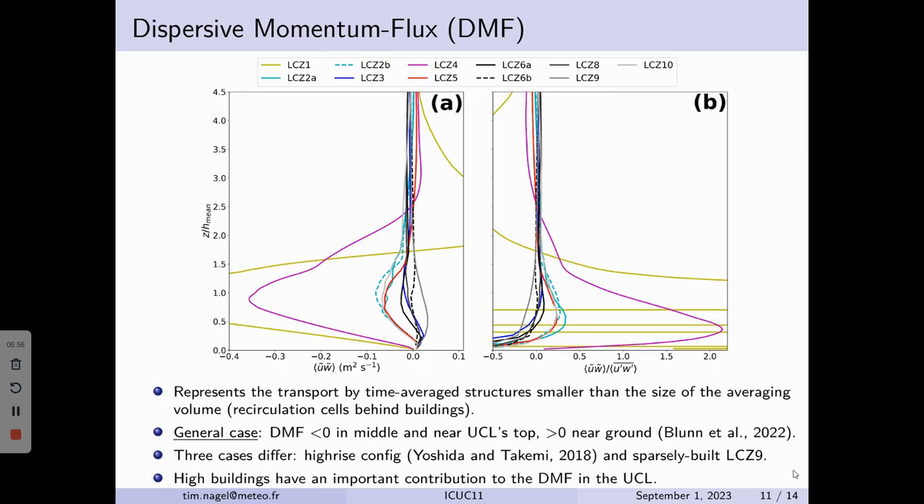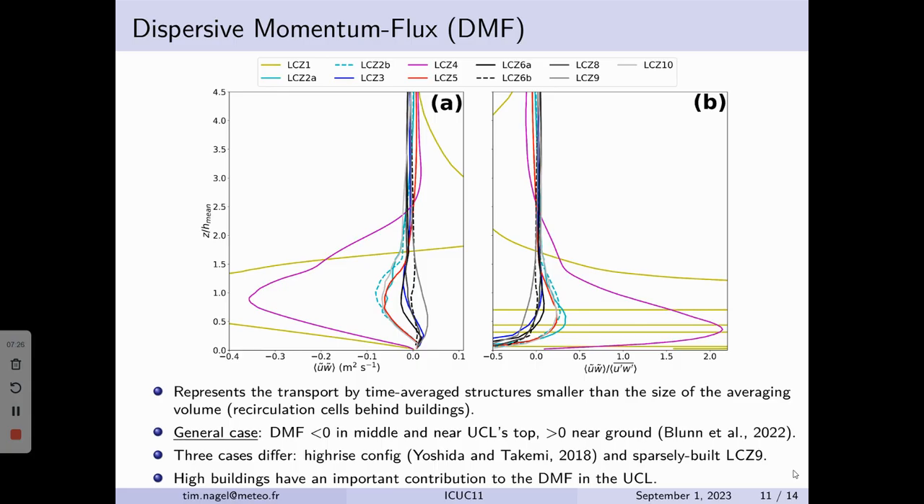And this is actually something that is also in agreement with the study by Louis Blanc in 2022. If we look at the dispersive momentum flux, this would be the absolute value, and this is dispersive divided by the turbulent momentum flux. So you can see that it's negative for most of the LCZ in the middle and at the top of the urban canopy layer, and positive near the ground. And for the high-rise, it's actually negative everywhere.